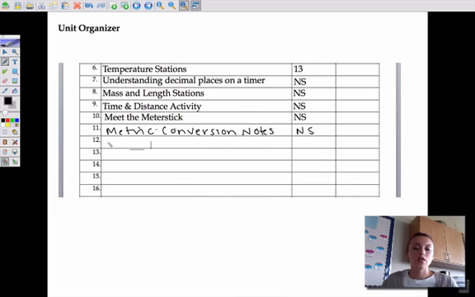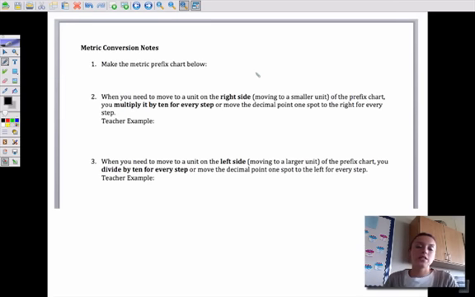In slot 12, you're going to write IP for independent practice, metric conversions. It's going to be worth 15 points. The next thing I need you to do is to find the page in your binder that looks like this and put an 11 in the upper right hand corner.